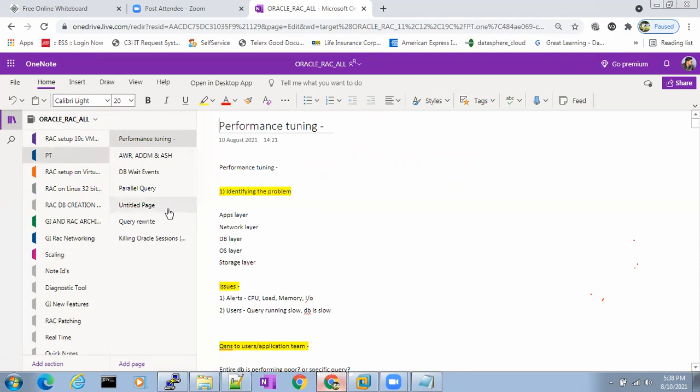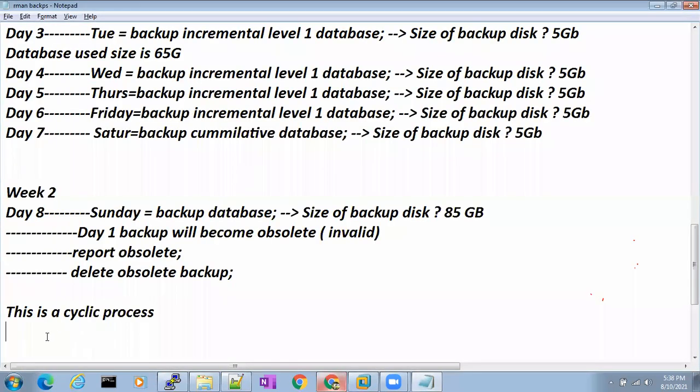Instead of that, you have to write in a notebook. That is for sure. Don't forget to write in the notebook. Maintaining notes is the best method to remember the subject.